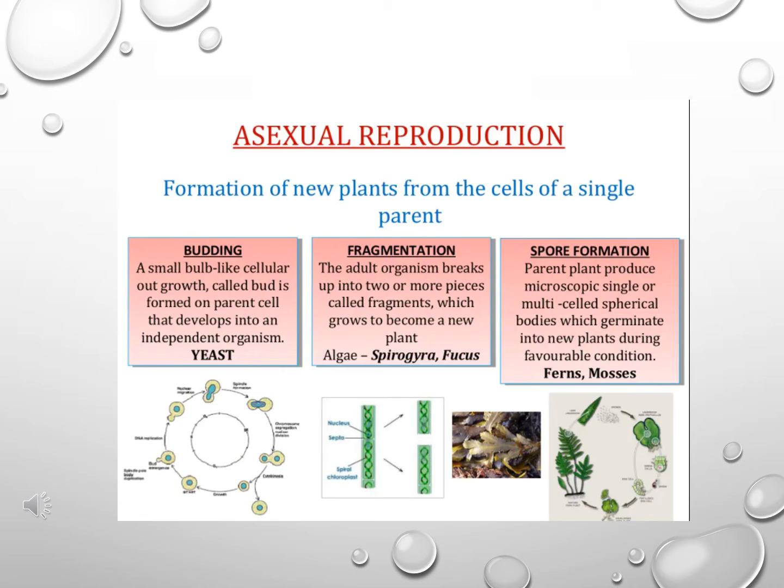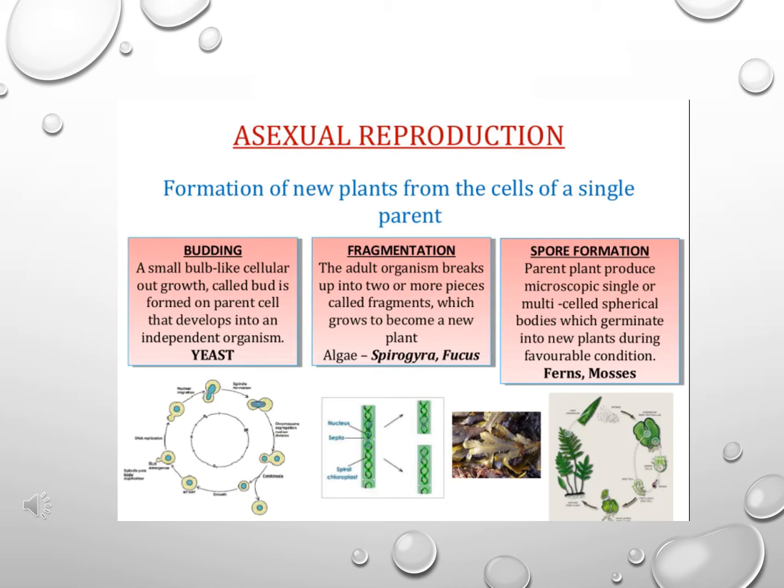So now we'll see asexual reproduction. What is asexual reproduction? Formation of new plants from a single parent is called asexual reproduction. In plants, there are different types of asexual reproduction present, that is budding, fragmentation, spore formation and vegetative reproduction. Vegetative reproduction is also called asexual reproduction.